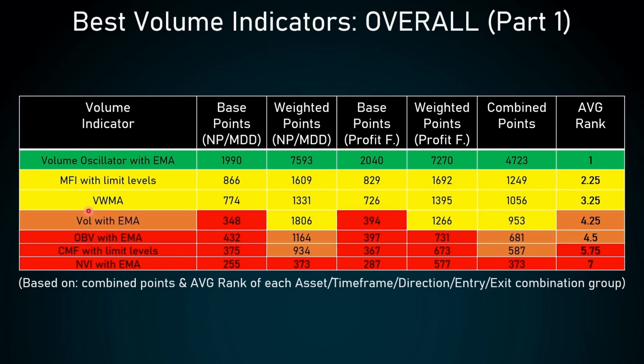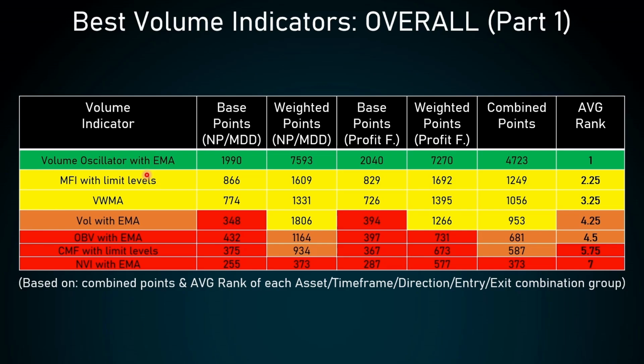And now the top 3. The volume weighted moving average, which was previously also tested as a trend filter, but it also got great results here as a volume indicator. It got just 100 points more than the volume with EMA, but it's still more. And the 2nd place goes to the MFI with limit levels, with 1249 points.